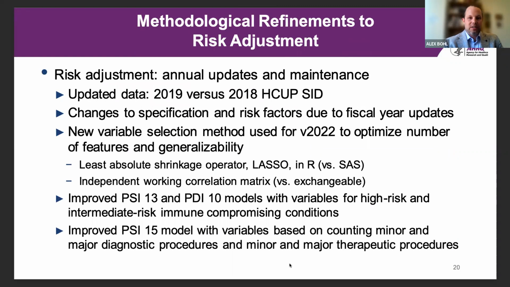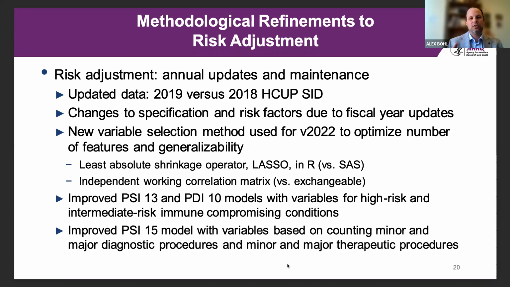Okay, for risk adjustment, as I mentioned, we use the HCUP state inpatient databases for risk adjustment, so that's a big change, changing the underlying data. But we also have to update the entire models because the numerator and denominator specifications are changing, as well as we're updating specifications to risk factors, not only because of fiscal year updates, but sometimes we're changing and updating them as well.